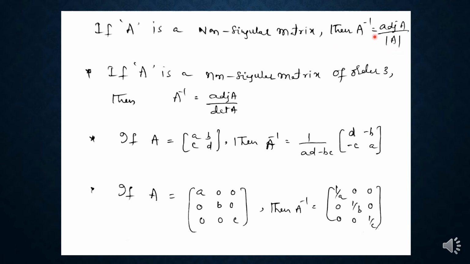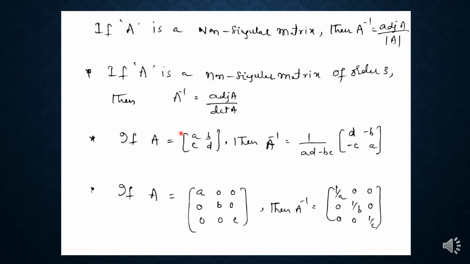This is also a matrix. If A is a non-singular matrix of order 3, then A inverse is equal to adjoint A by det A. If A is a 2 by 2 matrix with entries A, B, C, D, then what is A inverse? A inverse is equal to adjoint A by det A. What is adjoint A for the 2 by 2 matrix? The two diagonal elements are interchanged in the adjoint A, that is D, A, and here minus B, minus C. That is, D, minus B, minus C, A. This is the adjoint A.